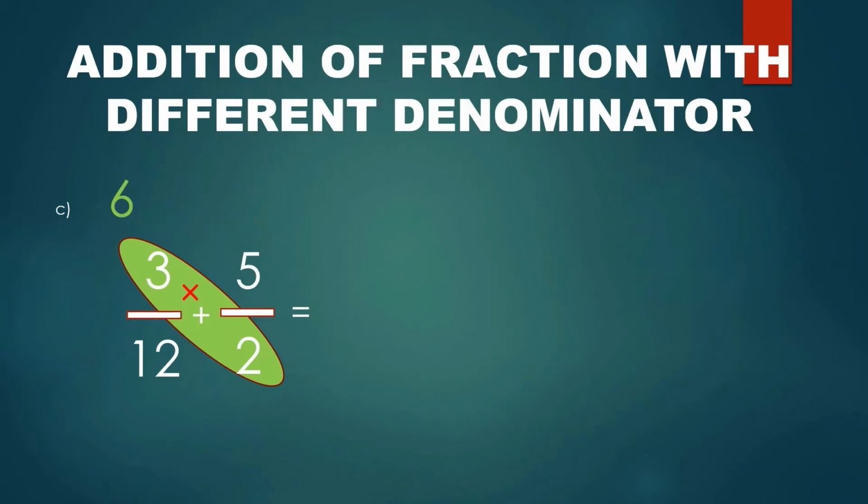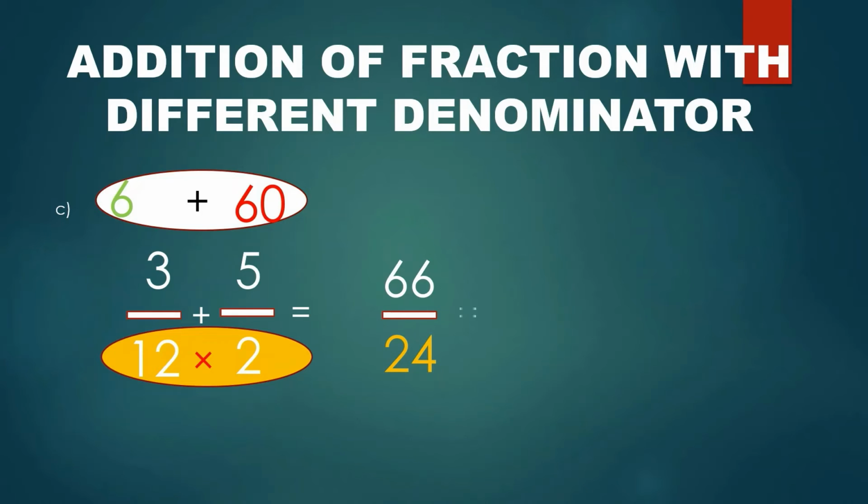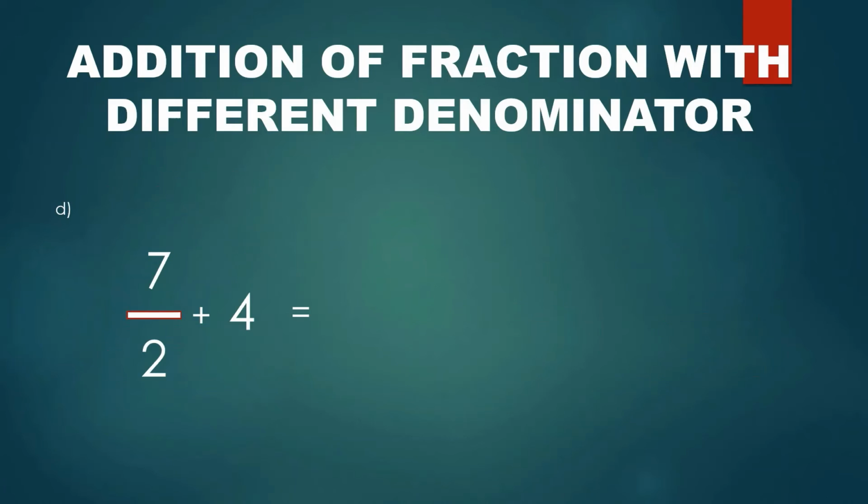3 multiply 2 equals 6. 12 multiply 5 equals 60. 6 plus 60 equals 66. 12 multiply 2 equals 24. Equals 11 over 4. Final answer is 2 and 3 over 4.